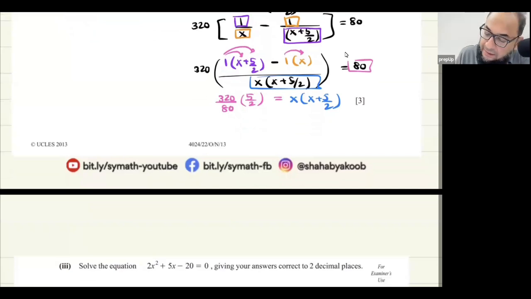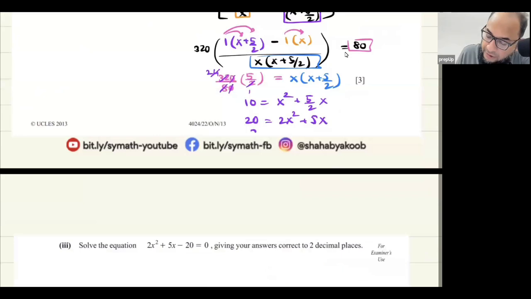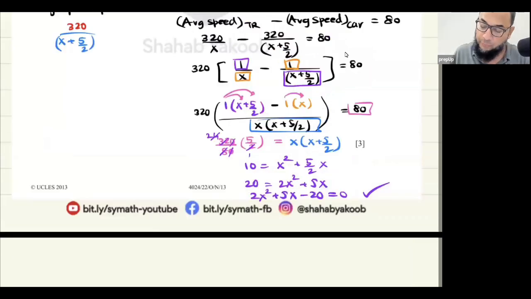So now let's start cancelling. The 0, 0 will cancel out, 8 ones are 8, 8 fours are, 2 ones are 2, 2 twos are, and this is 2 into 5 is 10. That is x square plus 5 over 2x. Cross multiply by 2, so 20, 2x square plus 5x. And I think it's very close to this, it's almost done. 2x square plus 5x minus 20 equals 0, and we have formed this particular equation.